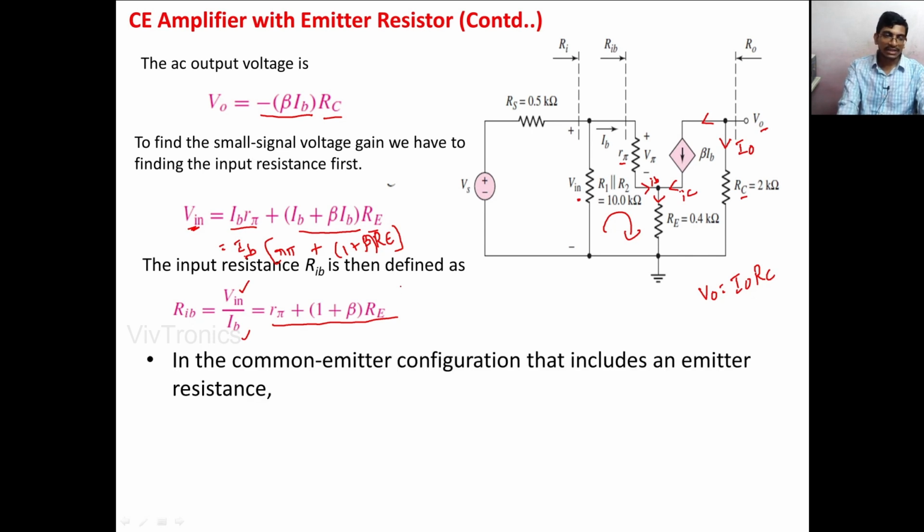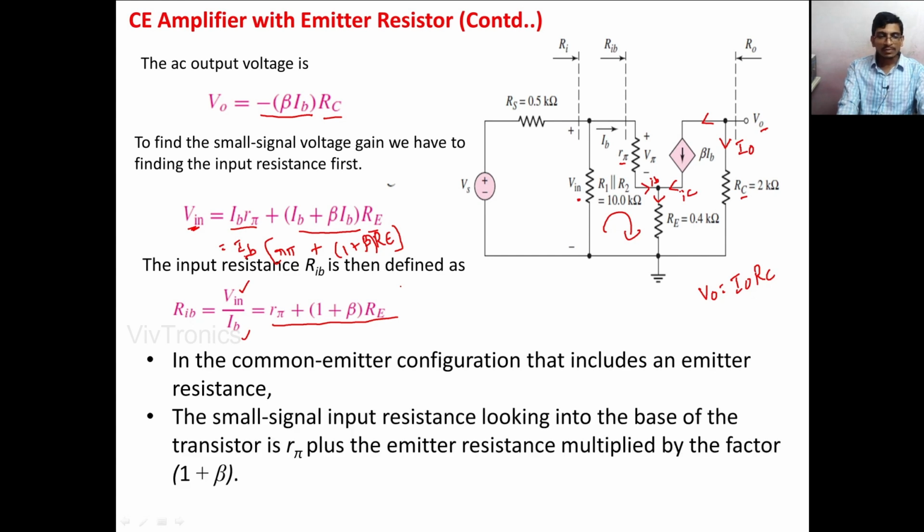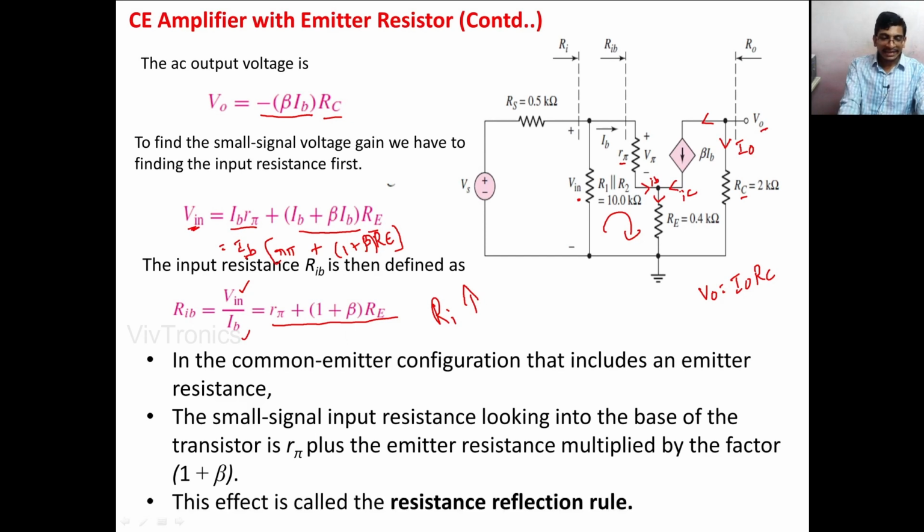In the common emitter configuration that includes the emitter resistance, the small signal input resistance looking into the base of the transistor, R pi, plus the emitter resistance multiplied by a factor of 1 plus beta. So the input resistance is added by 1 plus beta times the Re resistance, which means that the input resistance was increased by a factor of 1 plus beta. This phenomenon is called the resistance reflection rule.